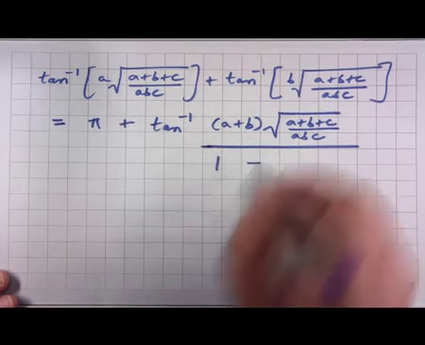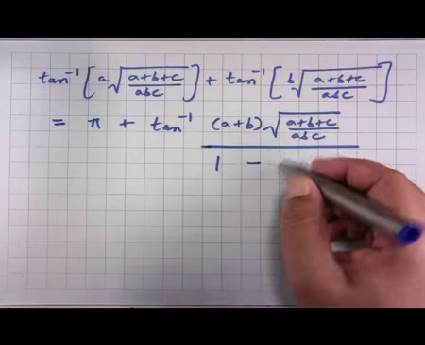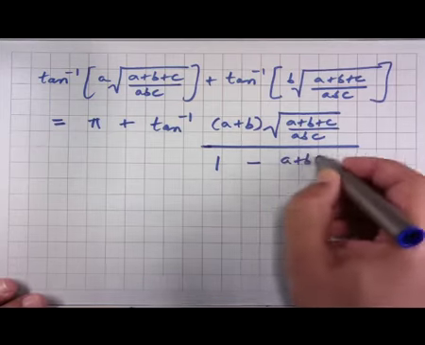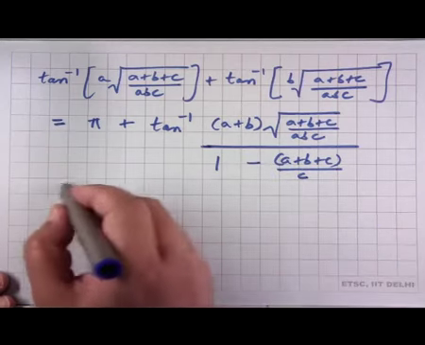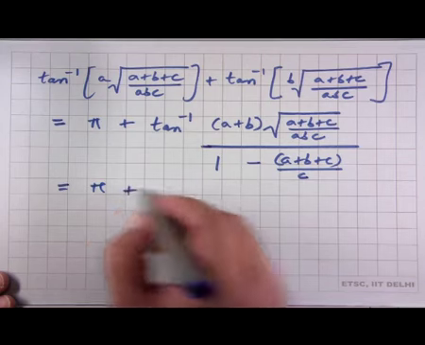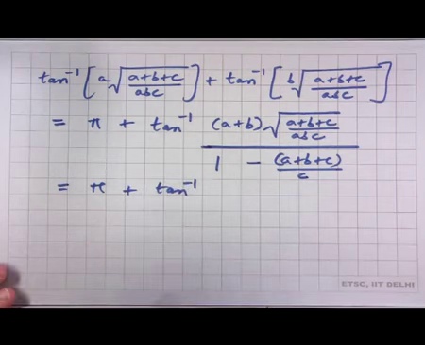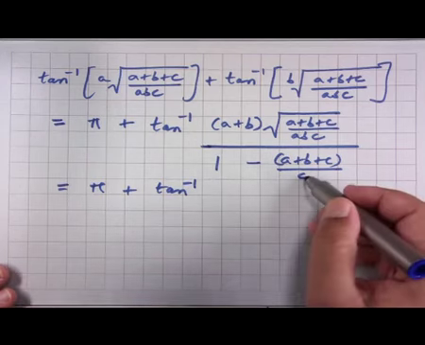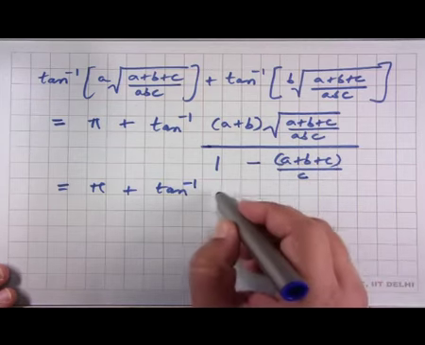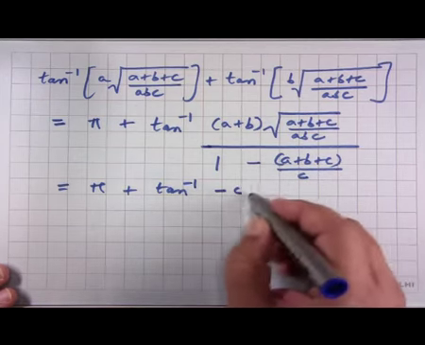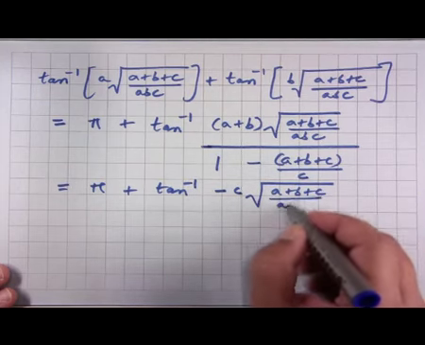divided by 1 minus x y. X times y, we have already seen that it is equal to a plus b plus c over c, and further simplification will give us pi plus tan inverse of. So after simplification this denominator is going to become minus c into square root of a plus b plus c over a b c.